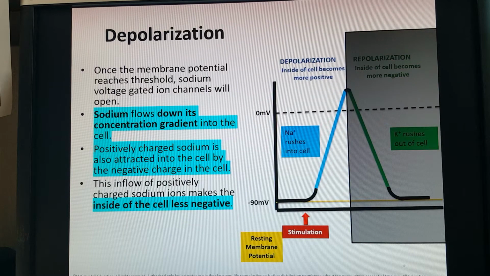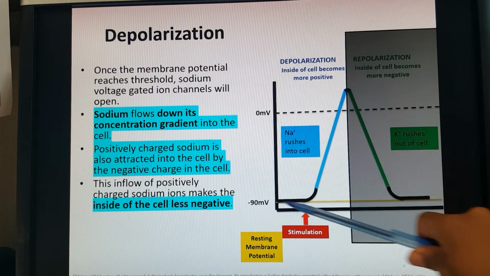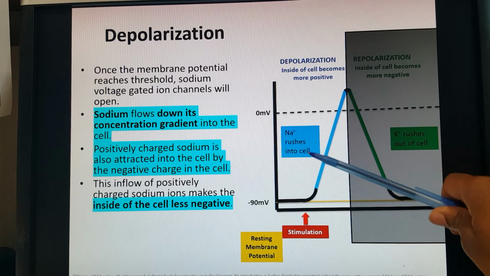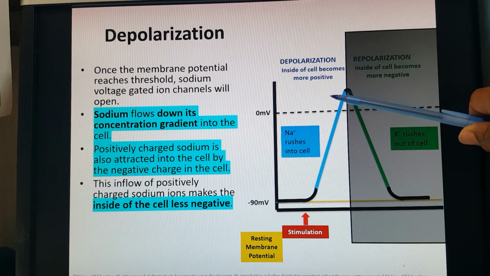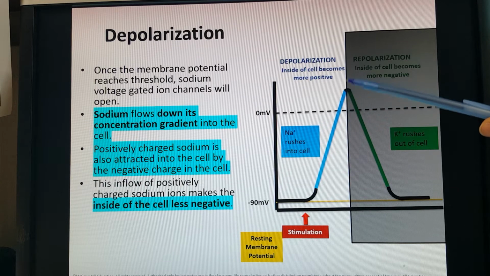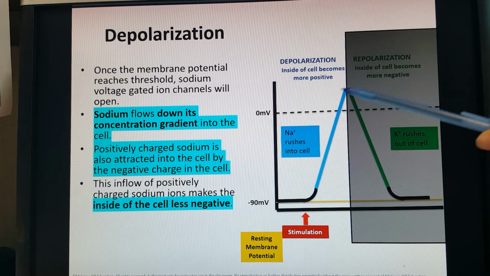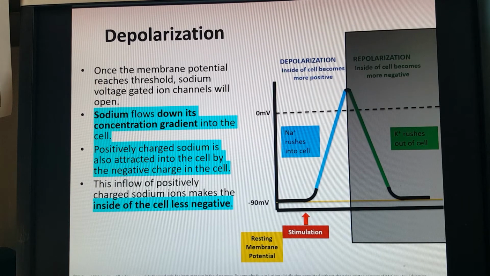So let's look at a recording. Depolarization, sodium rushes into the cell, and therefore making the inside of the cell more and more positive to the point you actually make the charge of the inside of the cell positive. So it's going to cross that 0 millivolt number.